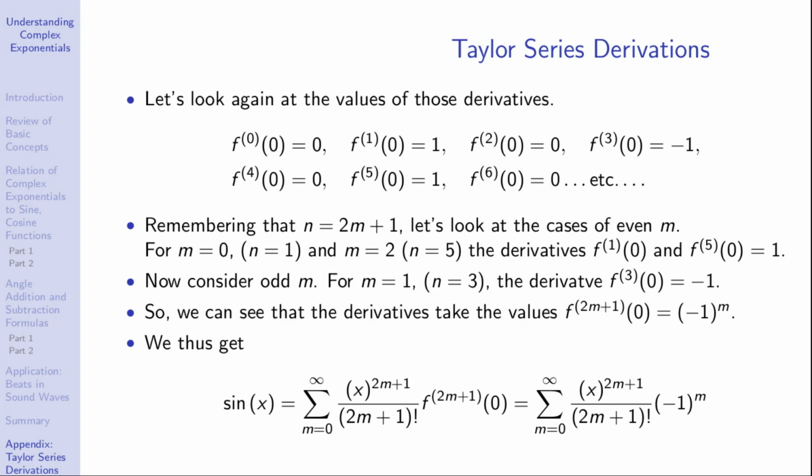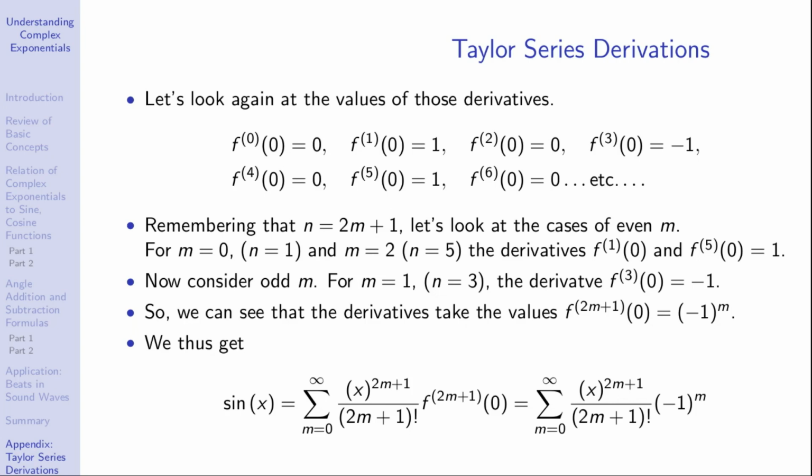Okay, now consider odd m. For m equals 1, so that's the case where n equals 3, the derivative, so that's the third derivative, is equal to minus 1. So we can see that the derivatives take the values (-1)^m.